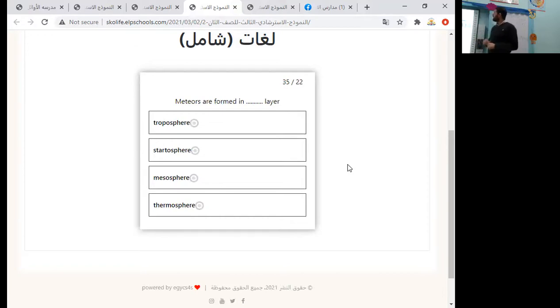Meteors are formed in which layer? As we know, meteors are celestial bodies which have friction with atmospheric layers, and they are burned in the mesosphere layer, which is characterized by this phenomenon. Fossils are formed in which rocks? They are formed in sedimentary rocks. The first one.